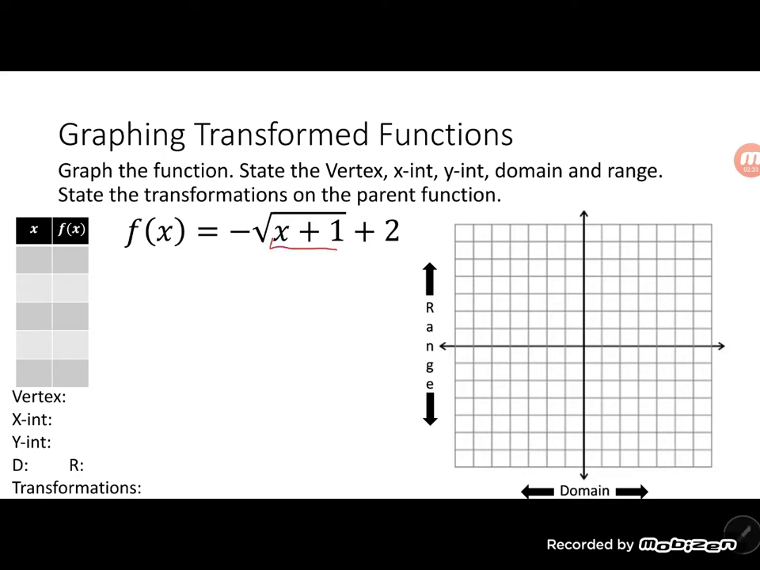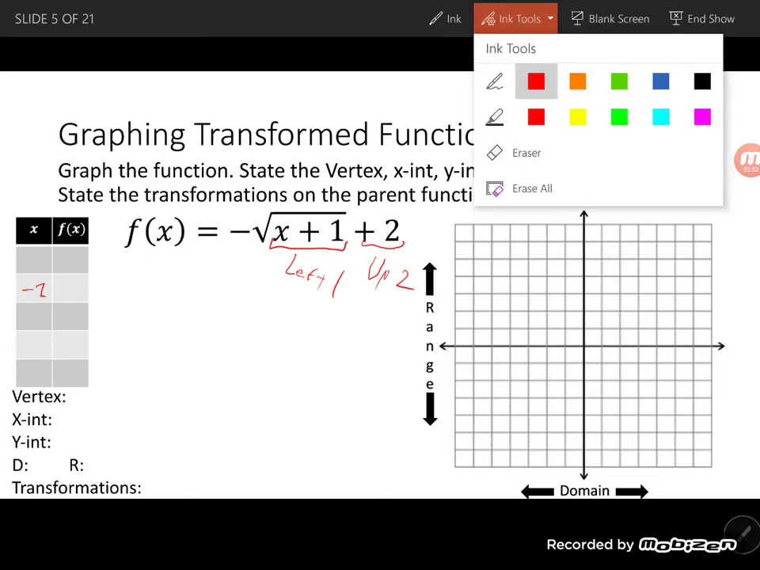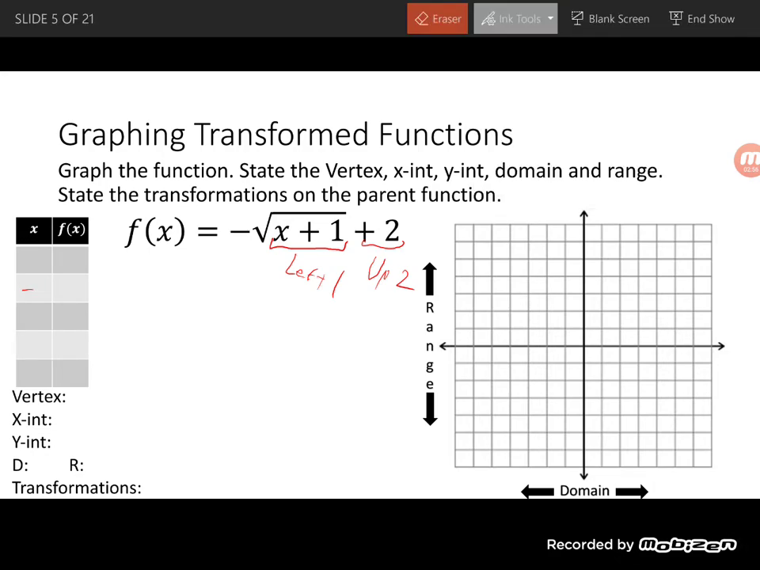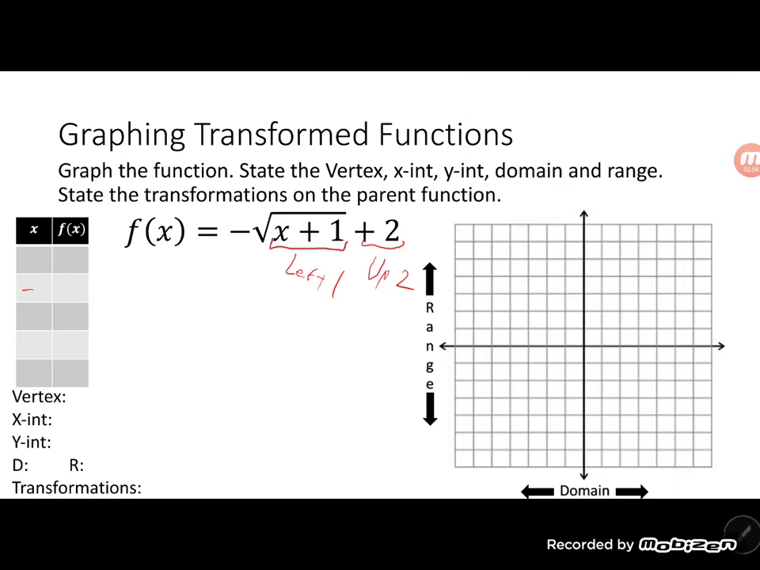We're going to look at this. And remember, we look inside the function and outside. The inside is going to tell us that we are shifting left 1. And the outside is telling us that we are going to shift up 2. Okay, so that's going to make a vertex of negative 1 and positive 2. Okay, just like that. So we'll go ahead and graph this on our graph right there.